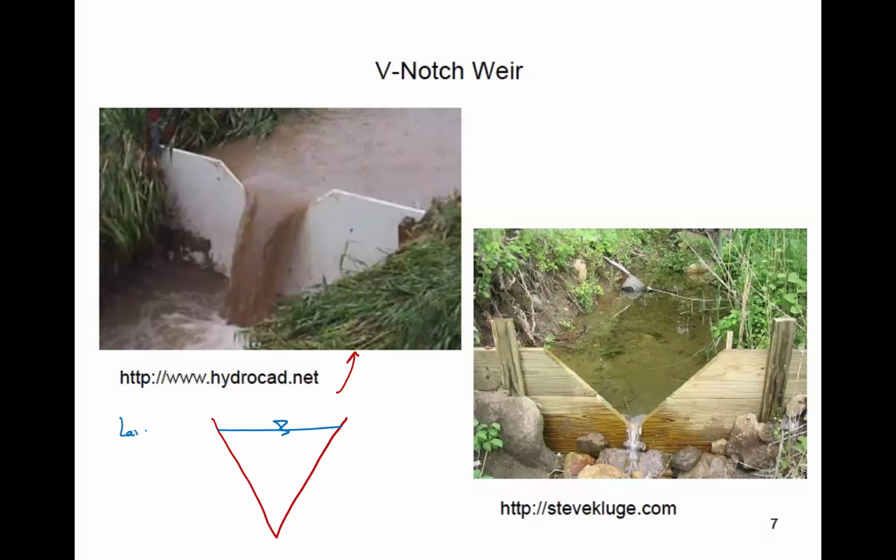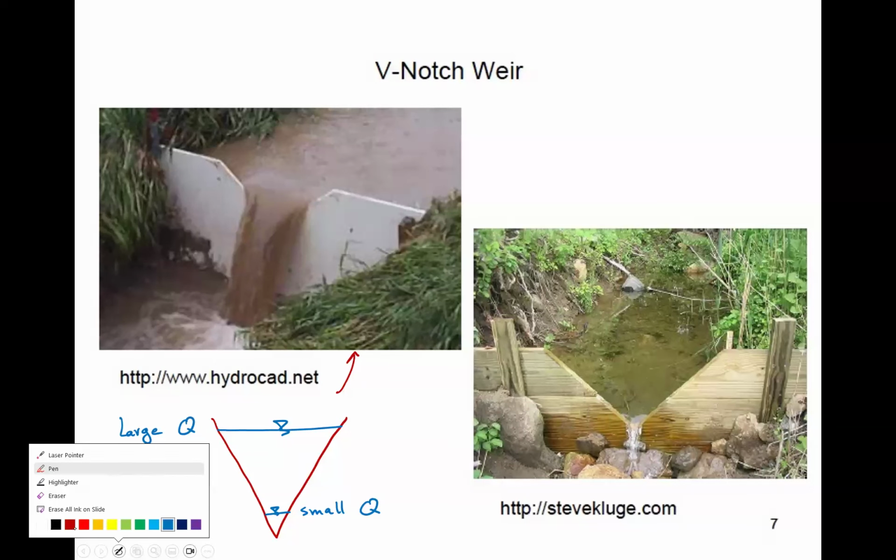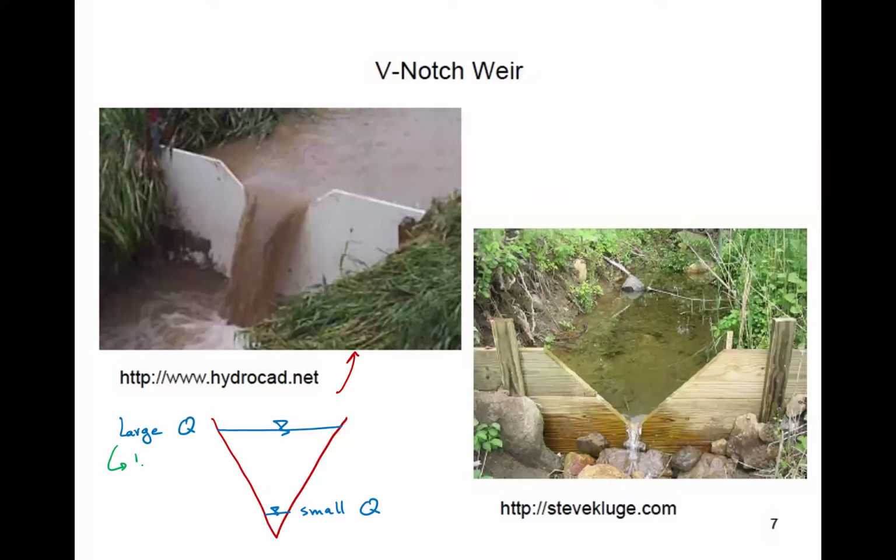Their advantage is that if you have relatively high flow, water over here, so let's say this is a large Q. And if you have relatively low flow, the water will be down here. So this will be small Q. And what happens is that if you look at this sketch that we have, at relatively large Q, you have a large width. And obviously at relatively small discharge, you have a small width B.